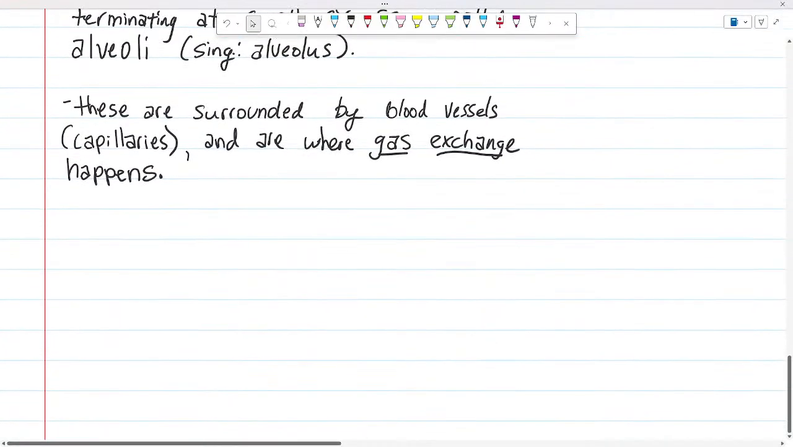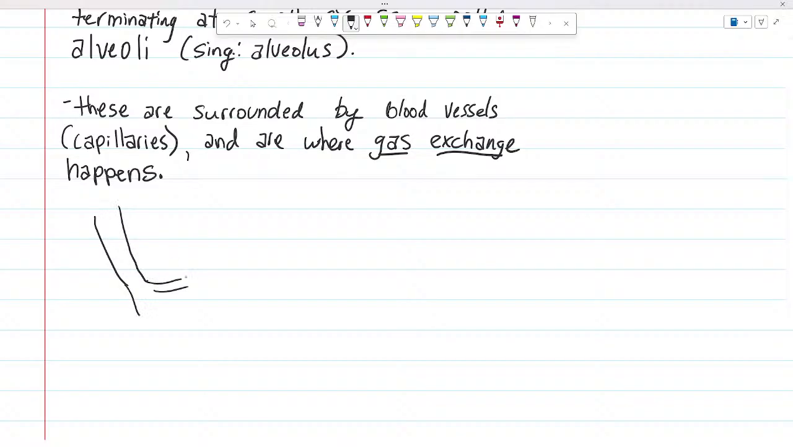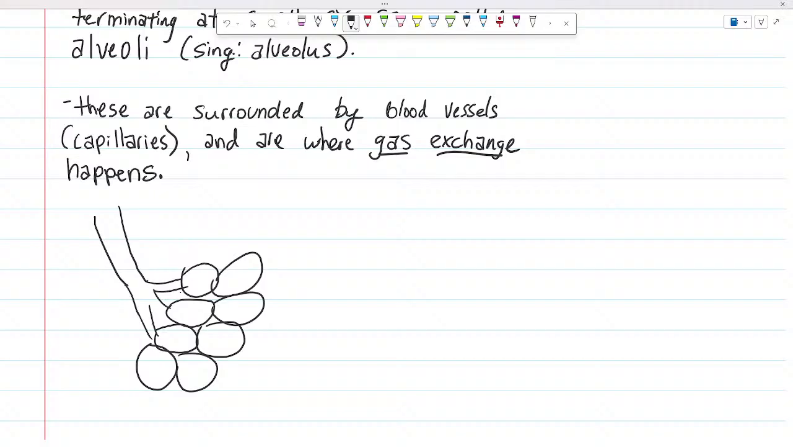All right. So we have a bronchiole, right? And that bronchiole will branch, and that branch will eventually lead to this. It almost looks like a cluster of grapes under a microscope. But we get these clusters of air sacs, and these are the alveoli.